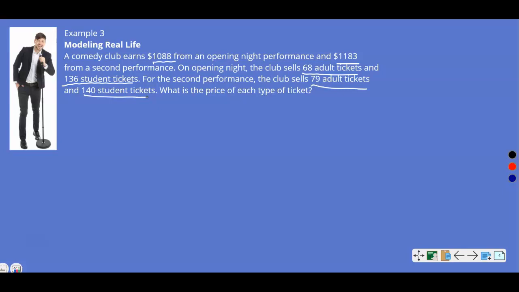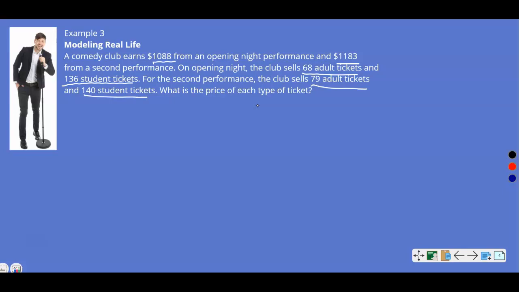All right, so the first thing we need to know is that 68 adult tickets times their price plus 136 student tickets times the price of a student ticket equals 1,088, and then the 79 adult tickets times the price of a ticket plus 140 student tickets times the price of a student ticket equals 1,183. So thinking about it verbally, hopefully will help you understand it.